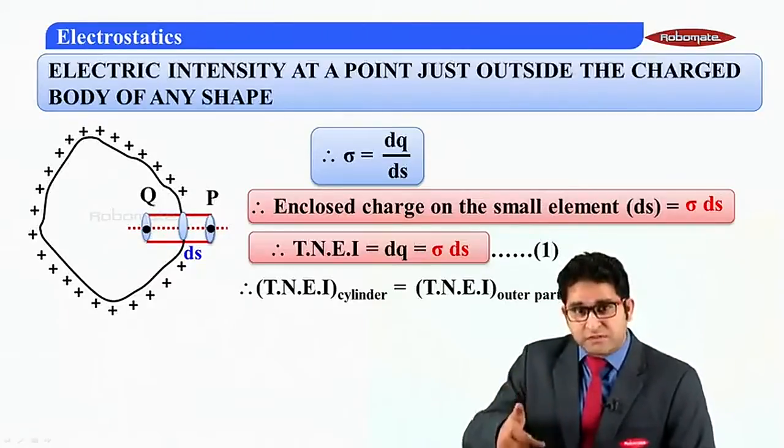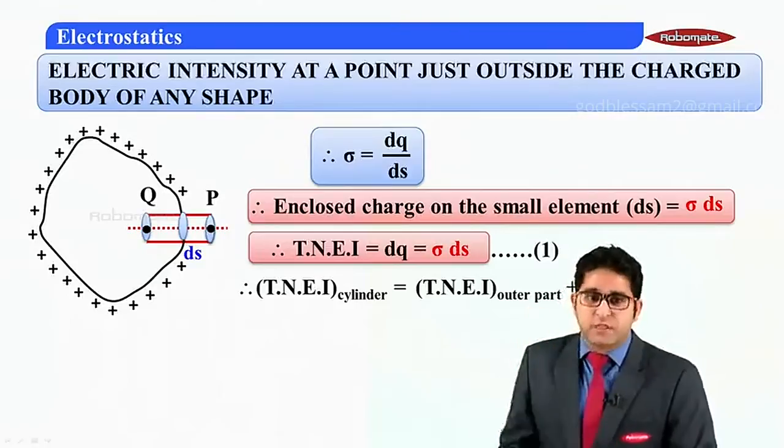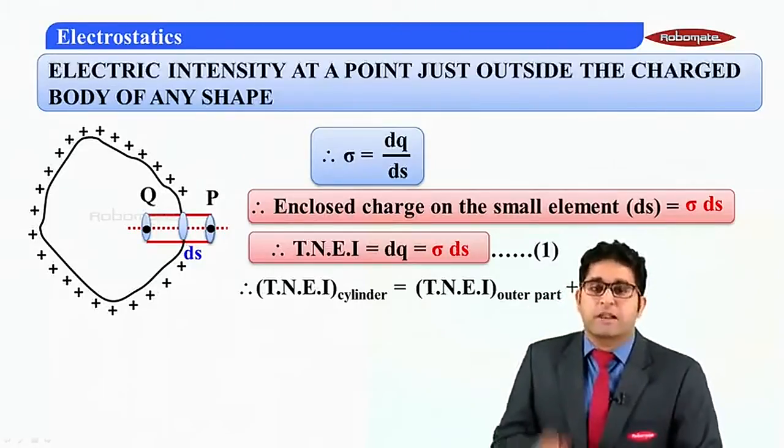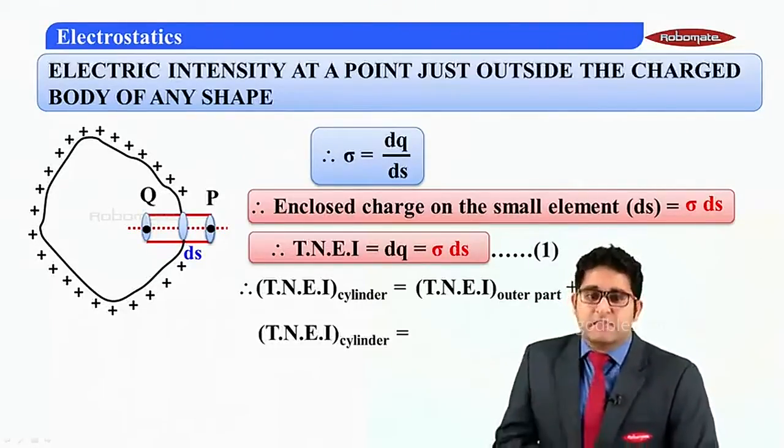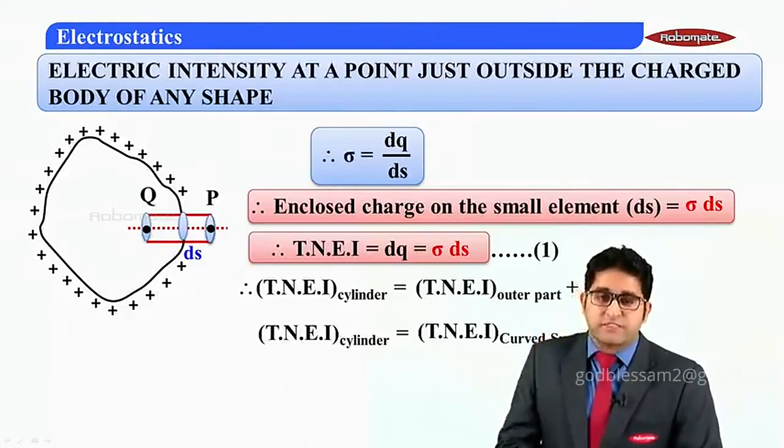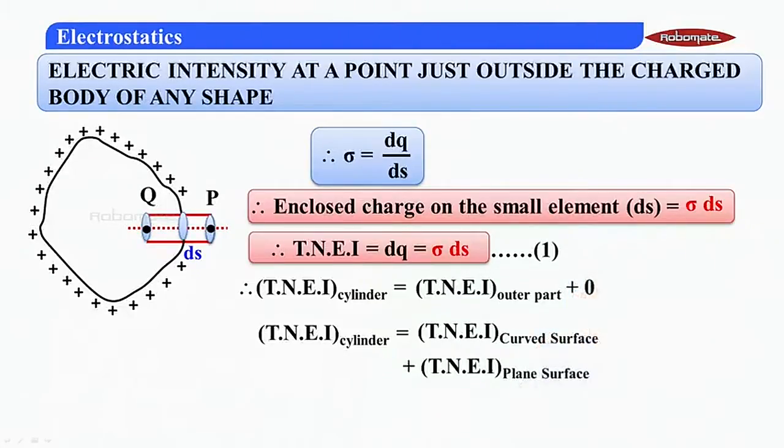One has a curved surface and the other is a plane surface. So this flux for the outer part can be written as flux for the curved surface plus flux for the plane surface, right?